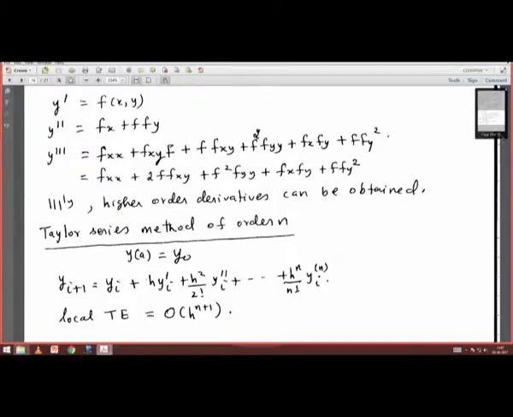a is y naught, that is the initial condition. Then we can compute y1, with i equal to 0, by substituting the derivatives evaluated at the point x naught comma y naught. When we know y1, we use this expansion to obtain the solution at x2, namely y2, and continue till xn, at which we require the solution, which is denoted by yn, which approximates y at xn. The local truncation error is of order of h power n plus 1. We derived this method in the previous class and have just recalled what the method is.